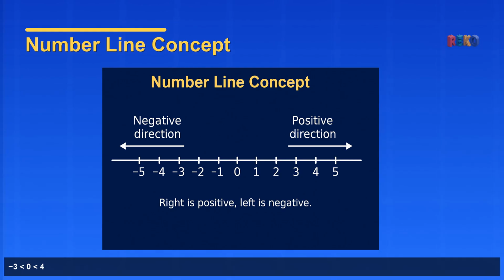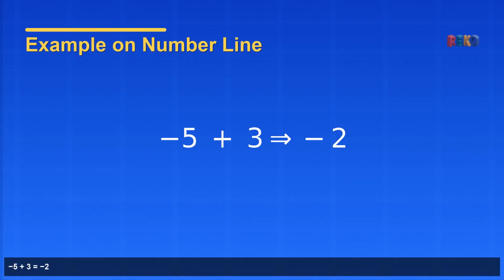The number line helps us visualize how integers are arranged. 0 sits right in the center. Every step to the right represents a positive increase, while every step to the left represents a negative decrease. For example, -3 is to the left of 0, and 4 is to the right, showing that negative numbers are always smaller than positive ones. Starting at -5 and moving 3 to the right gives -2.